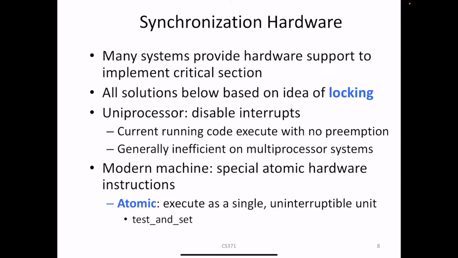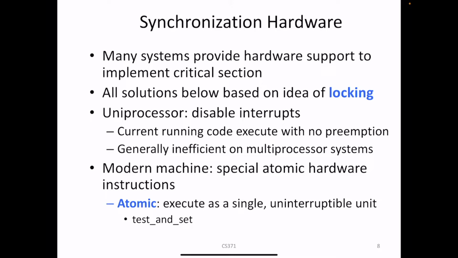Fortunately, nowadays, many systems provide hardware support to implement a critical section. All solutions are based on the idea of locking. Which means that when you want to access the critical section, you have to acquire the lock. As long as you get the lock, you can access the critical section. Otherwise, you have to wait until you get the lock.